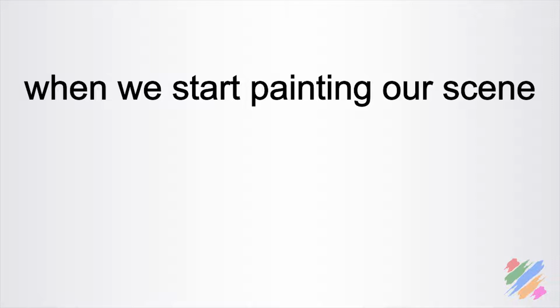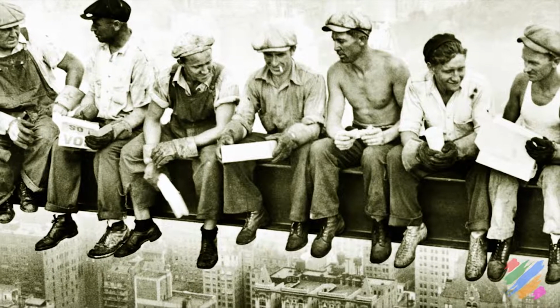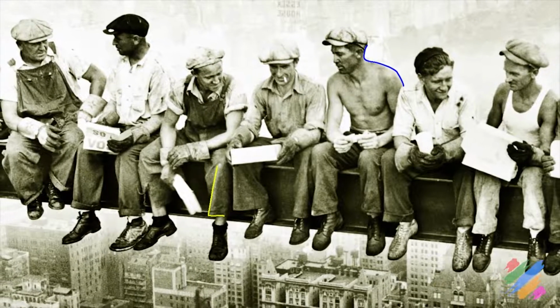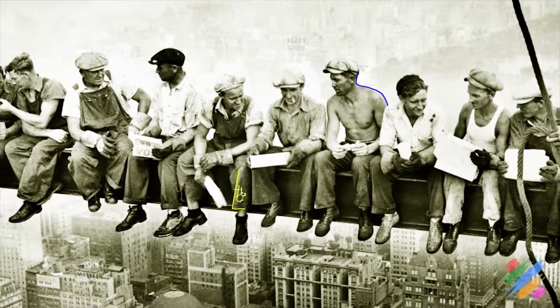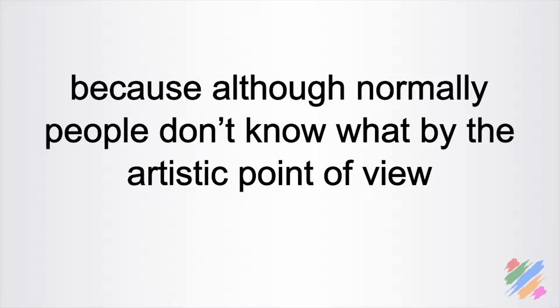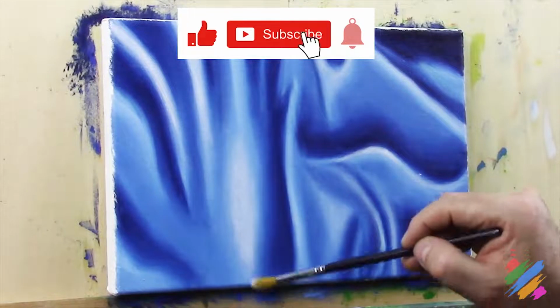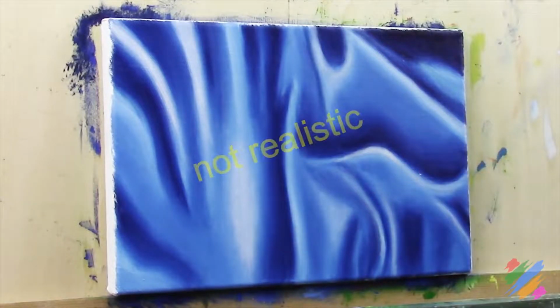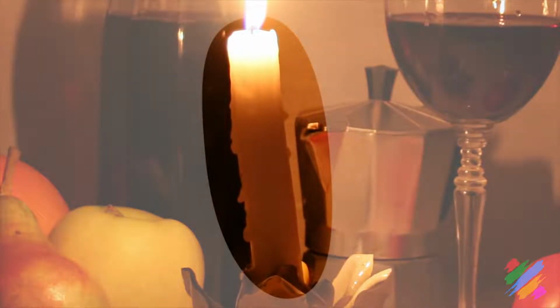When we start painting our scene, we have to deal with the most difficult part of our analysis. Because also in this case, we have to see things that normally people are not trained to see. We have to learn how to recognize them in order to define our strategy and make them appear on our support. Although normally people don't know what, from the artistic point of view, they should notice, it doesn't mean that they don't see it. So if we don't take care of everything, at the end our painting will be perceived as not realistic.